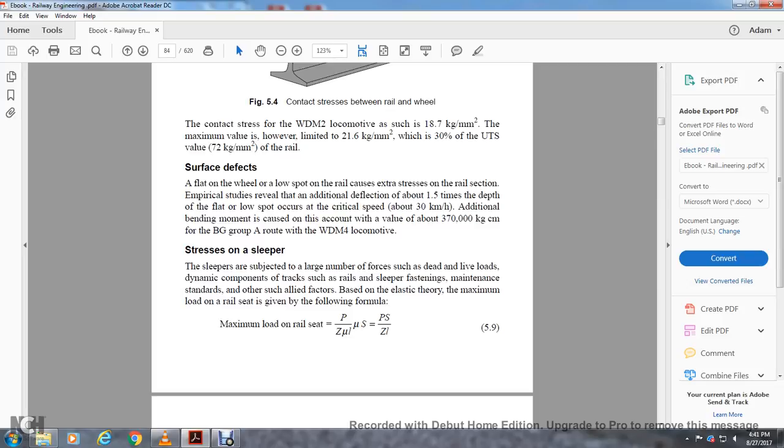WDM4 locomotive. Stress on the sleepers. Sleepers are subjected to a large number of forces such as dead and live loads, components of the track, the stretch of the rail and sleeper fasteners, maintenance standards and other allied forces.